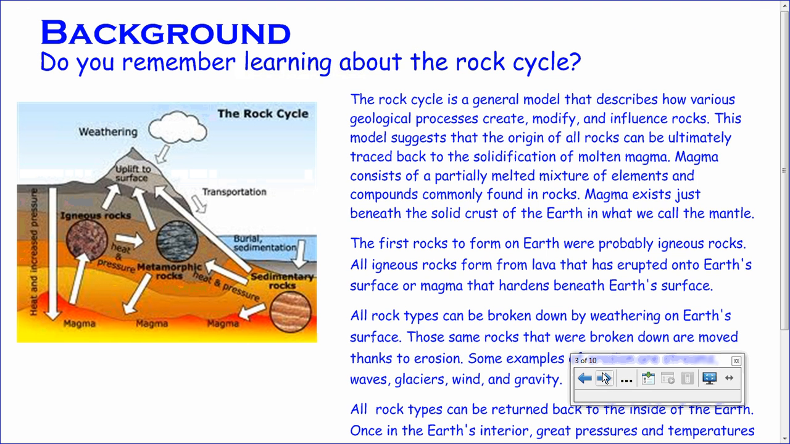And we already looked at that. That was when we looked at the word mantle. All right, let's talk about your background information. Do you remember learning about the rock cycle?